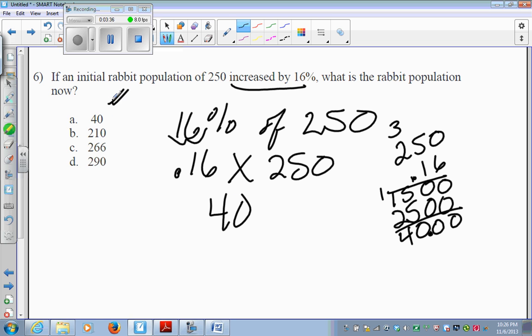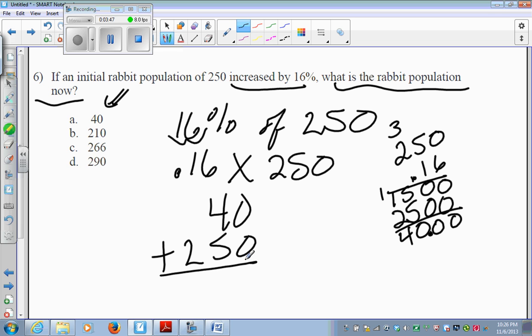This, however, is not my answer because it's asking what is the population now. It didn't ask how much it increased by. So we've got to take that 40, add it to the original 250. So it actually is 290 now, which should have been D.